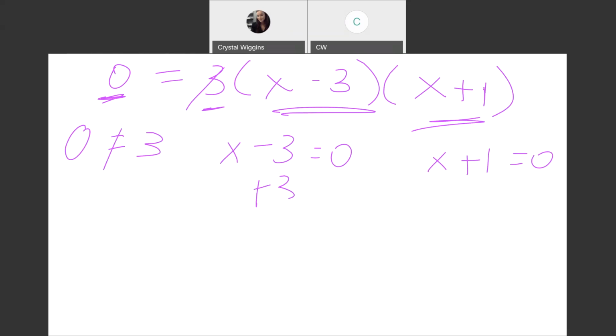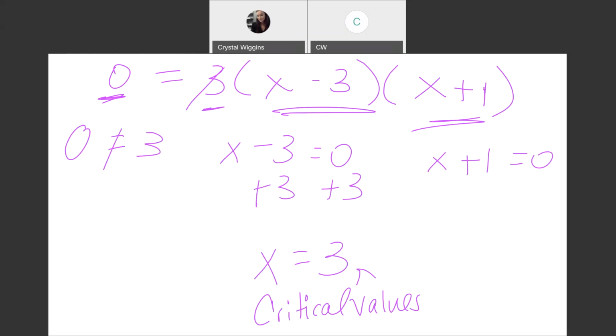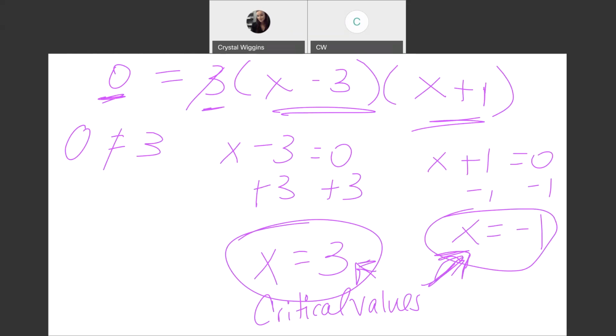If I add 3 to both sides, I get x is equal to 3. This is one of the critical values. The other critical value is what we get over here. We subtract 1 on both sides and we get x equals negative 1. So we have two critical values, x equals 3 and x equals negative 1.